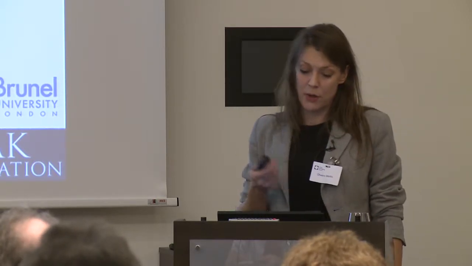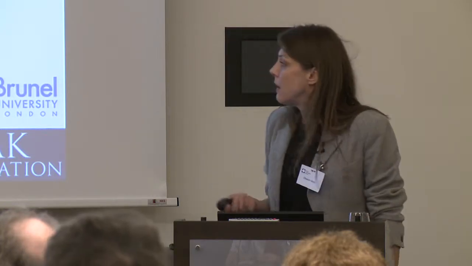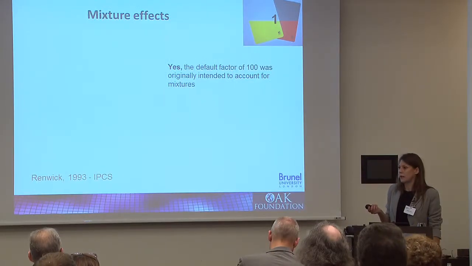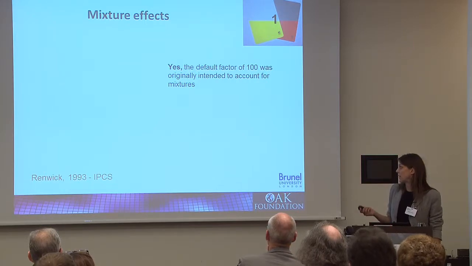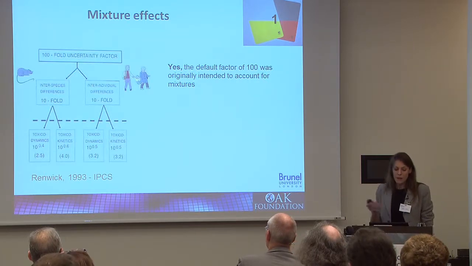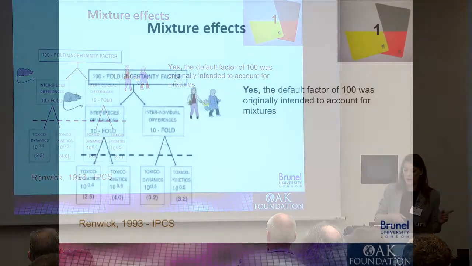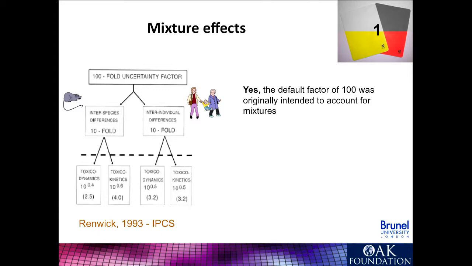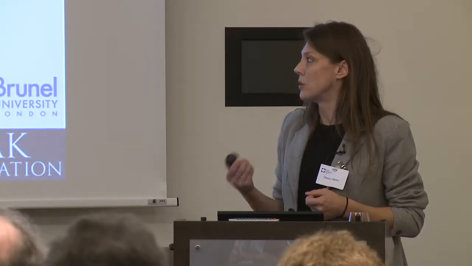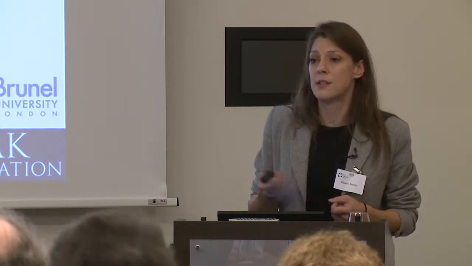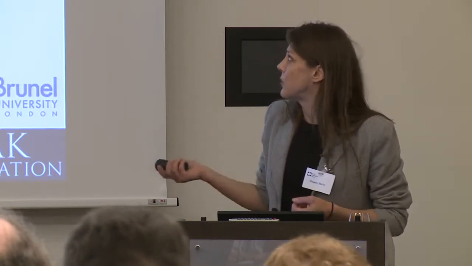What happened, however, in the 1990s is that a scheme proposed by Renwick was adopted by the International Programme on Chemical Safety. And there, this value of 100 is split first by 10 to account for the differences when you extrapolate from an animal to a human, and then another factor of 10 for the differences within the general human population. Each of those can again be subdivided to account for toxicodynamic or toxicokinetic differences. And there you can see there's no more room for mixture effects.